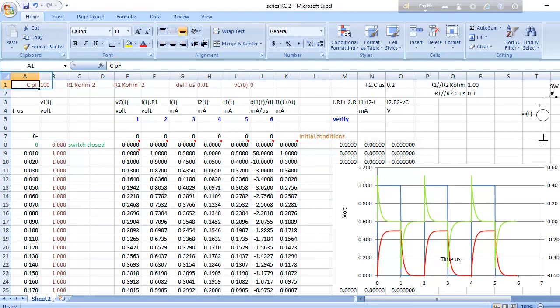Let us enter the various parameters as before. Capacitance in picofarads. R1 in kilo ohms. R2 in kilo ohms. Time constant calculated by multiplying capacitance with parallel combination of R1 and R2.